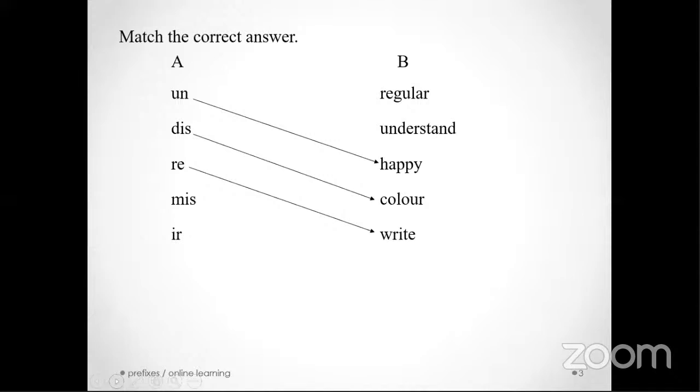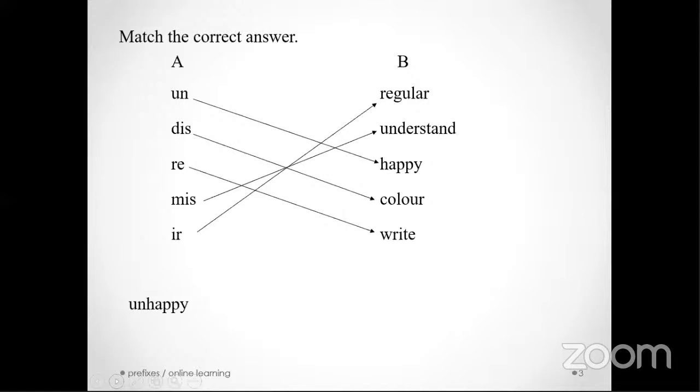The next set of letters is mis, and we can match it with the word understand, misunderstand. And last one, ir, and we can match it with the remaining word regular. So there we can make the word irregular. So I will put the words here.